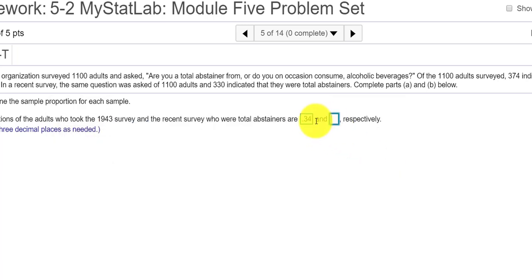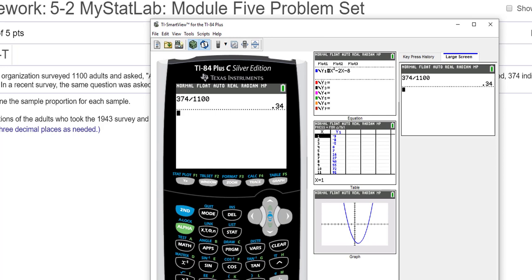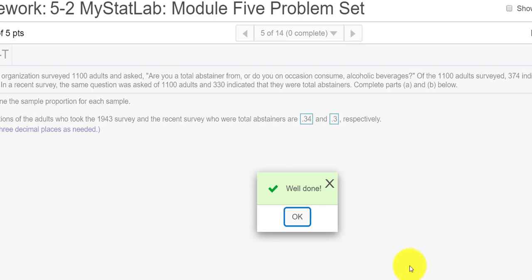And then the proportion of adults in the more recent survey was 330 out of 1,100. So let's do 330 divided by 1,100, and we get 0.3. Okay, let's check our answers, and we get the well done.